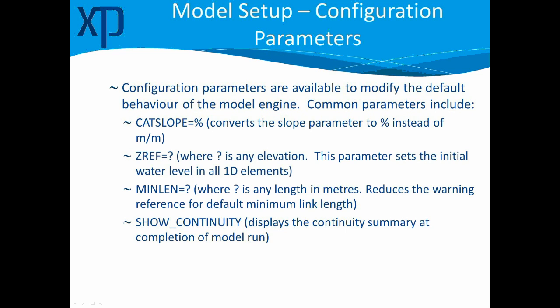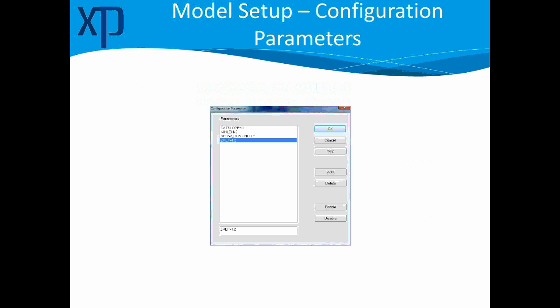The next parameter is show continuity. The show continuity option is an option which displays a continuity summary at the end of the model run. That information can also be found via the output files. And that's a quick summary of those 4 parameters inside the software.